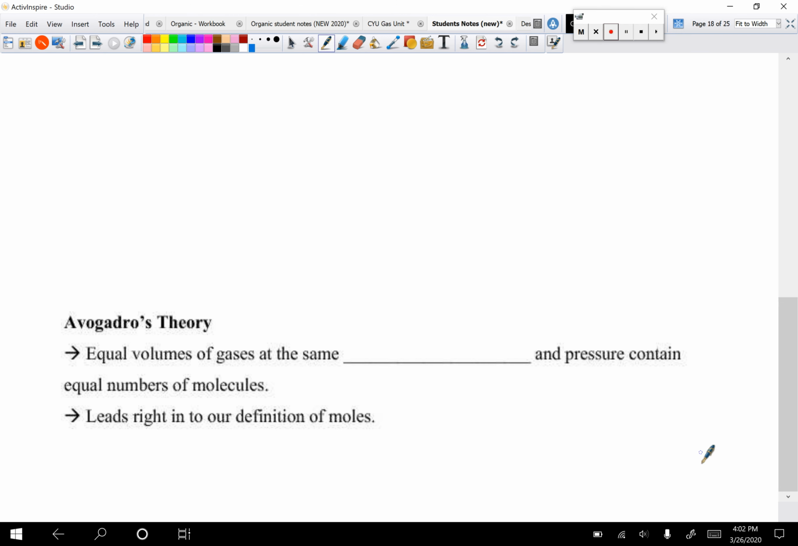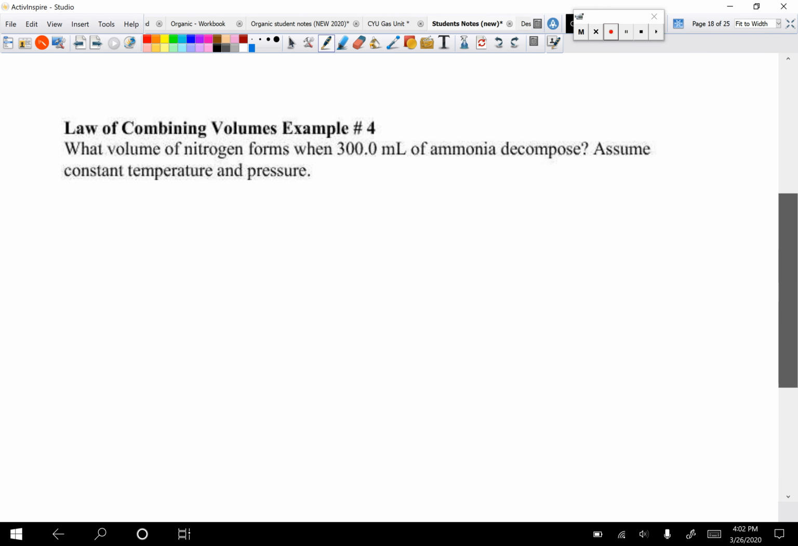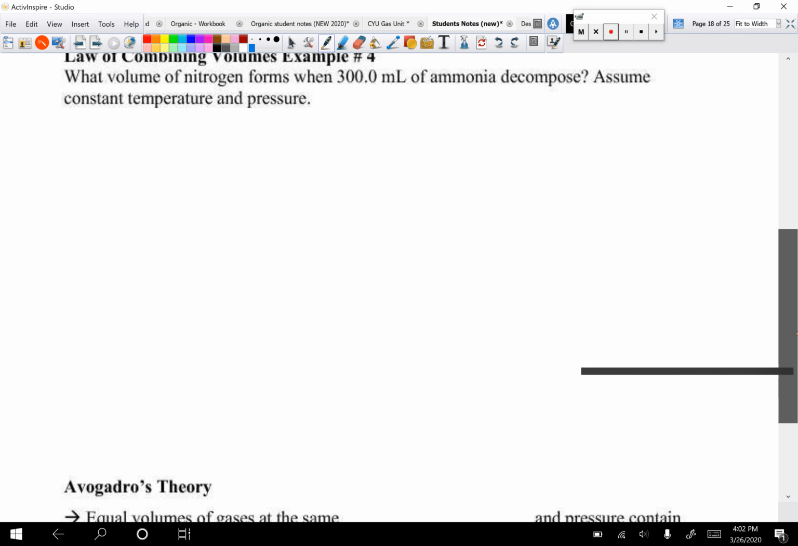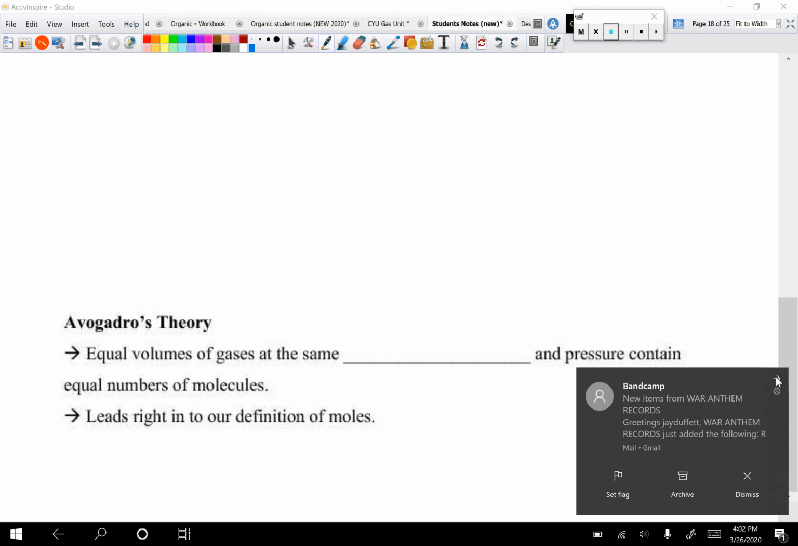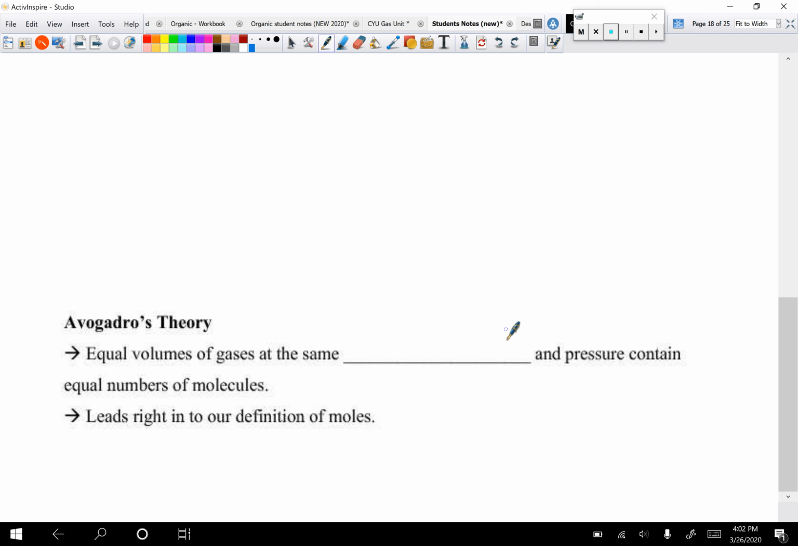All right, welcome back. So just right below last week, our law of combining volumes examples, we are going to start looking at molar volumes. So we're going to start with Avogadro's theory. Now, Avogadro is definitely a name that you heard before, which we're going to get into very soon. But he said that equal volumes of gases at the same temperature and pressure contain equal numbers of molecules.